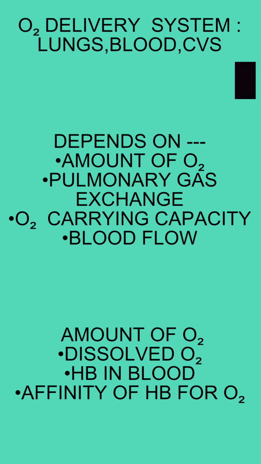Number 1, the amount of oxygen. Number 2, the pulmonary gas exchange. Number 3, the oxygen carrying capacity. And number 4, the blood flow. Now, the amount of oxygen present in the body can be in three forms. That is dissolved oxygen, the oxygen in the blood, and this flow is dependent on the affinity of the hemoglobin for oxygen.